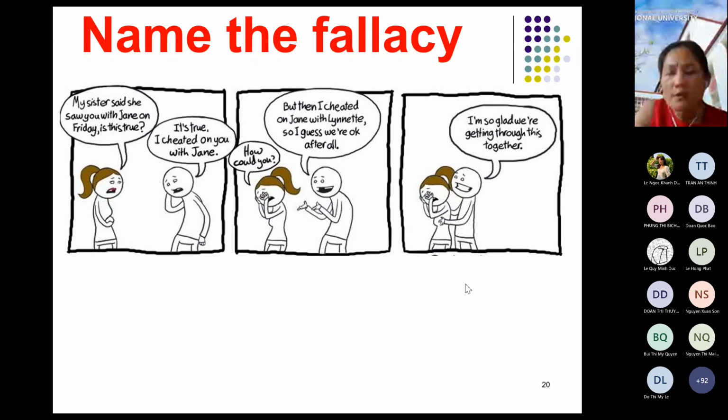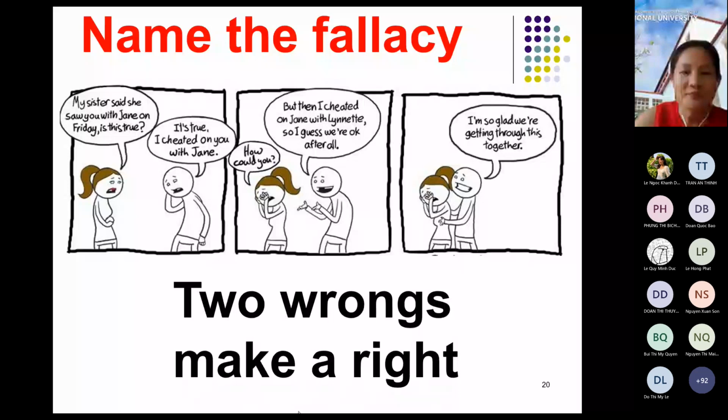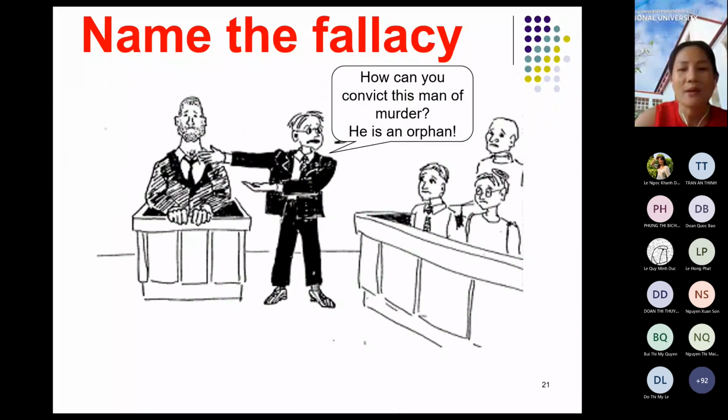But here the boy said, I'm sorry, I cheated on you with Jane, but then I cheated on Jane with the other one. So two times cheating, and he feels, oh, it is okay. So it is more of two wrongs make a right, isn't it? This one is more of two wrongs make a right. So Hải Yến got the bonus. Very good. Okay, next one.